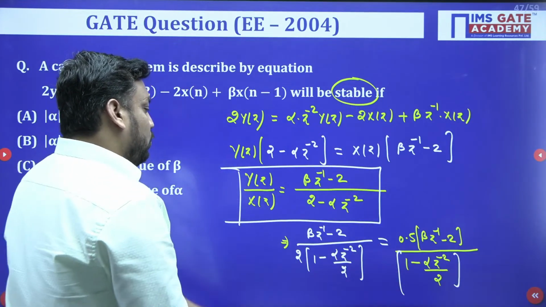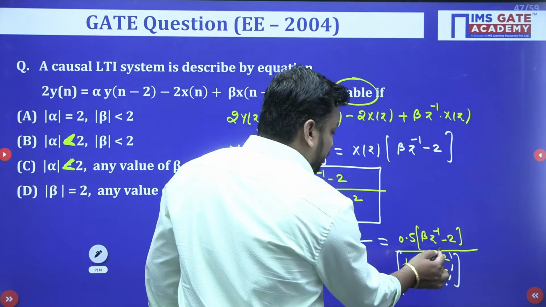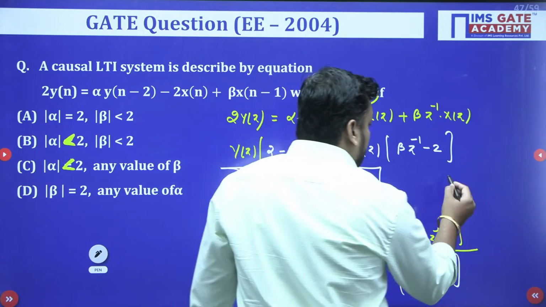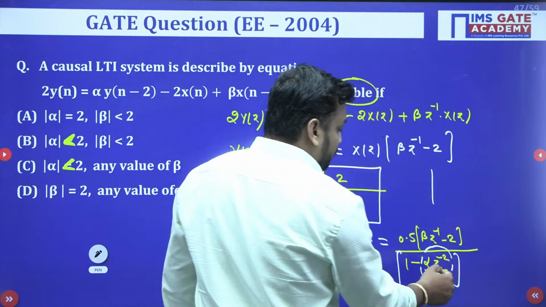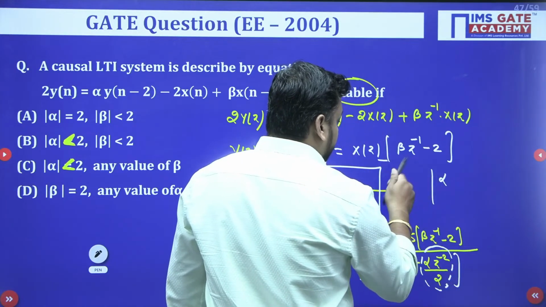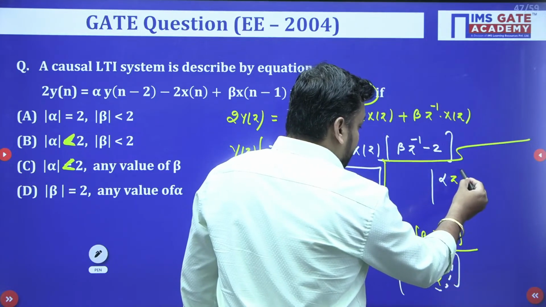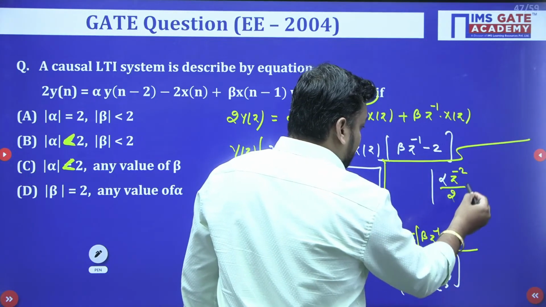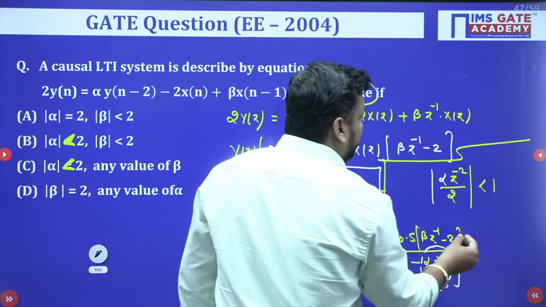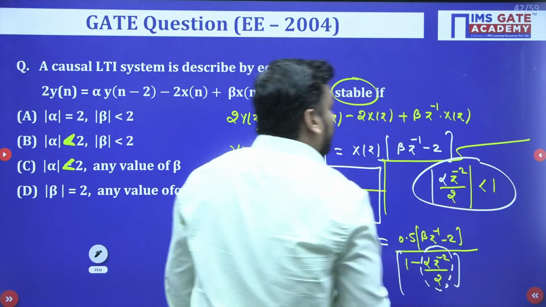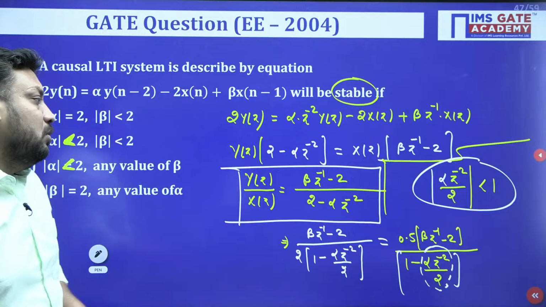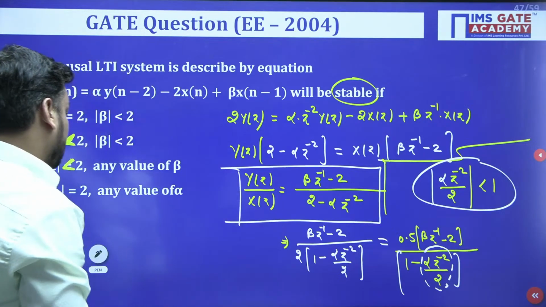The ROC says this term should be, ROC means 1 minus whatever we have here. So mod of alpha z minus 2 upon 2 should be less than 1.